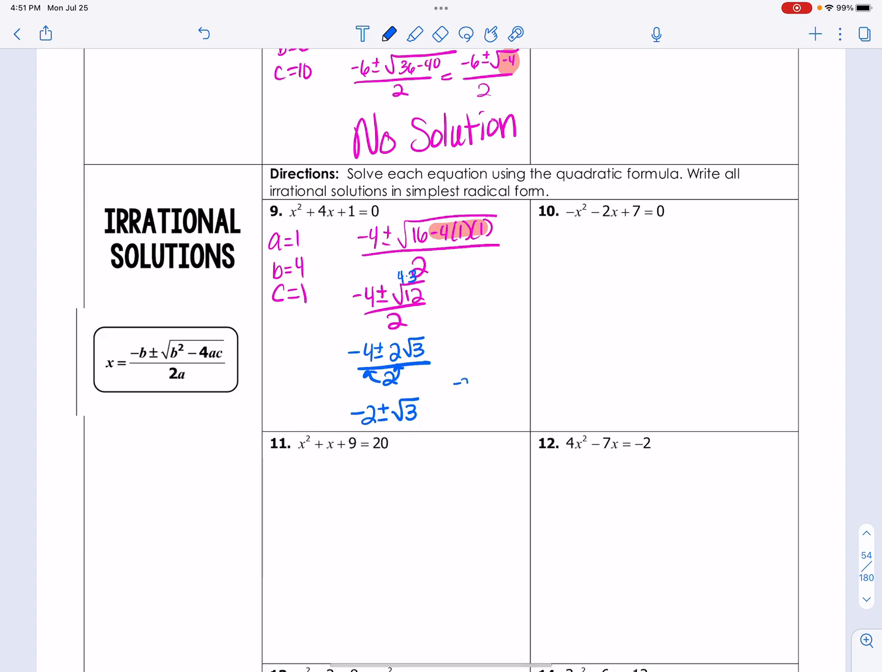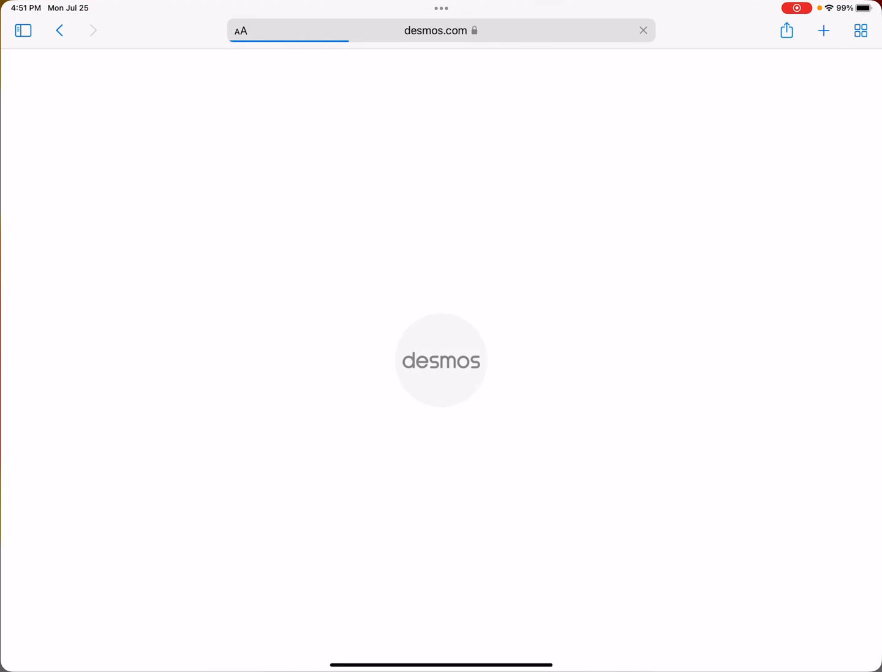You have one that's at negative 2 plus the square root of 3, and you have one that is at negative 2 minus the square root of 3. Okay, so it's going to hit the axis, but it's going to hit the axis at a decimal. So let's look at that one on Desmos, just so you can see kind of what I'm talking about.